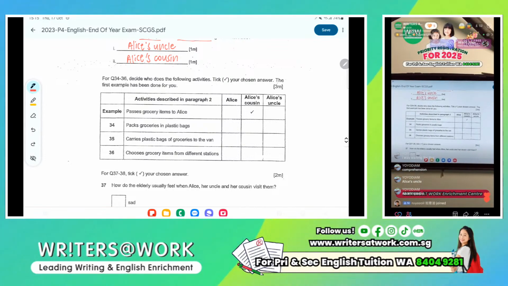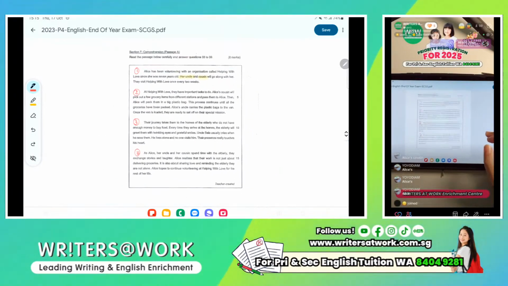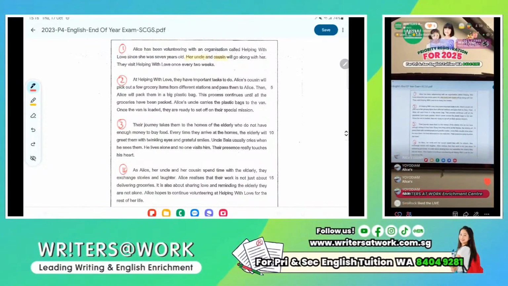Right, so let's take a look at this. Right, packs groceries in plastic bags. Okay, carries groceries to the van and chooses grocery items from different stations. Okay, so what would the answer be? Right, where is it?